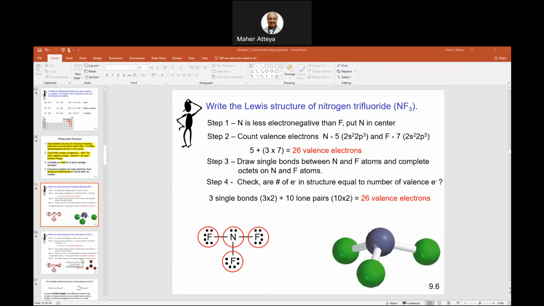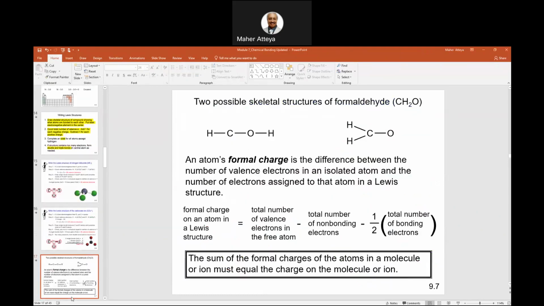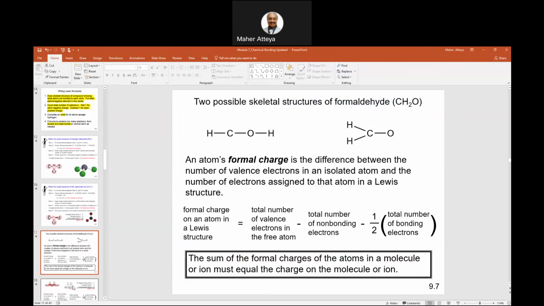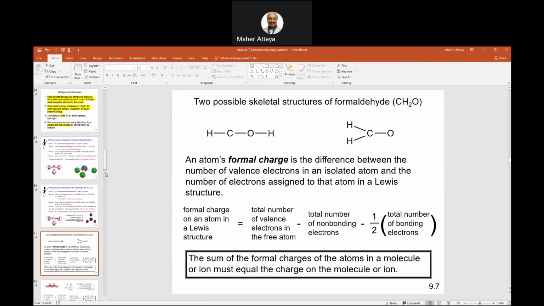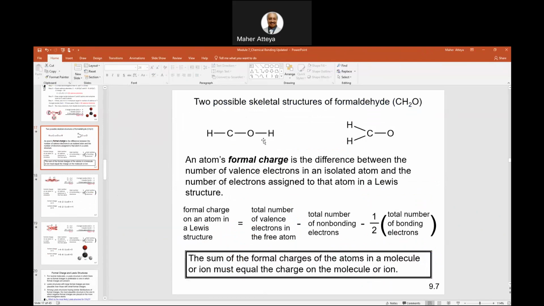So now we can have this type of possibilities, formaldehyde. Of course, this one will be the best choice. But let's just look at the formal charge, how we can determine the formal charge. There is a formula here. You can follow this formula here. Write it down.